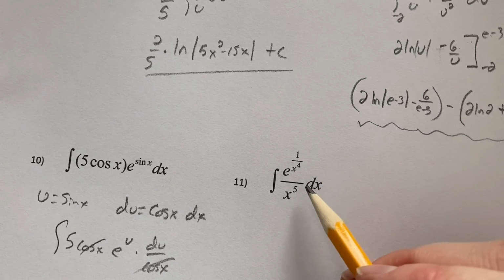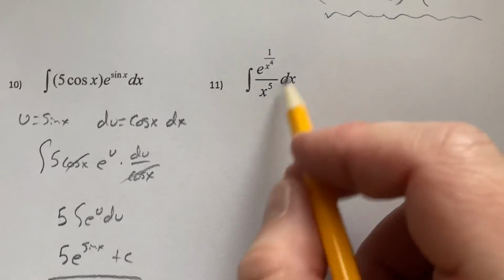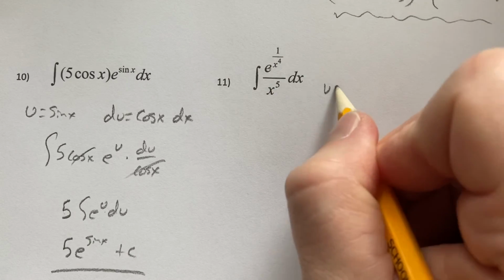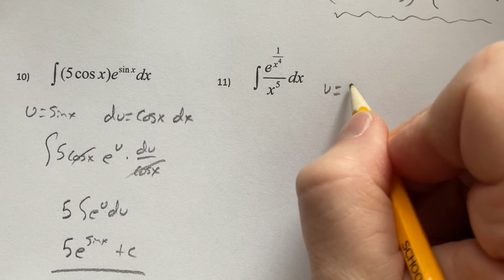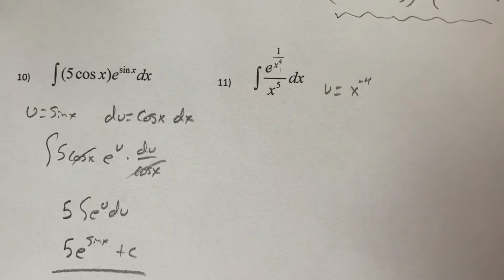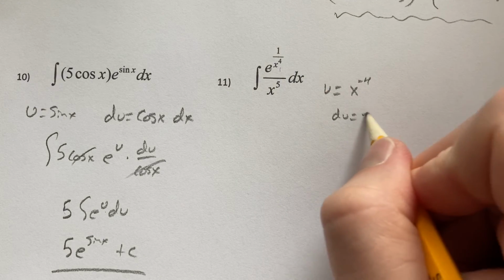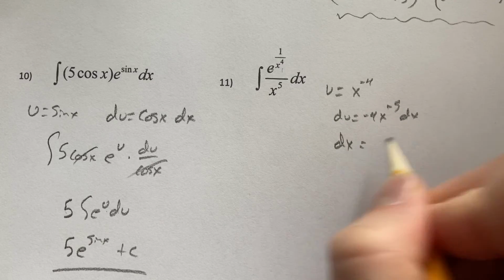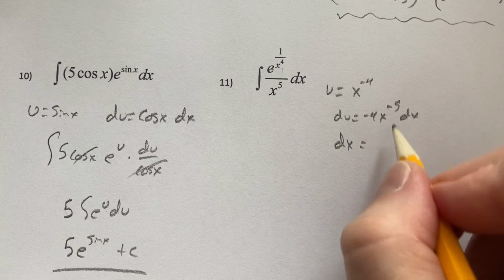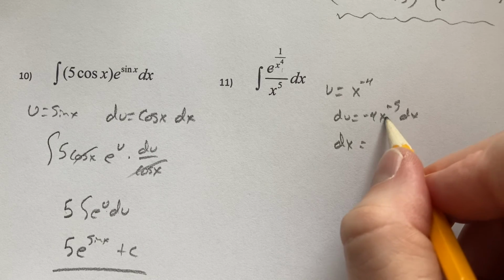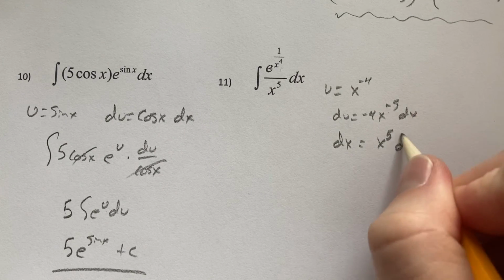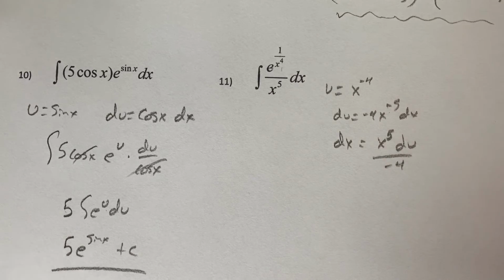All right, and then over here, 11, I've got this one. And since 1 over x to the 4th is inside the e, I'm going to let that be the u. u is going to be x to the negative 4, this 1 over x to the 4th. Right? du will be negative 4x to the negative 5 dx, which means dx is going to be du divided by this. Now, when you divide by x to the negative 5, that just brings it up top, makes it x to the 5th, du over negative 4.